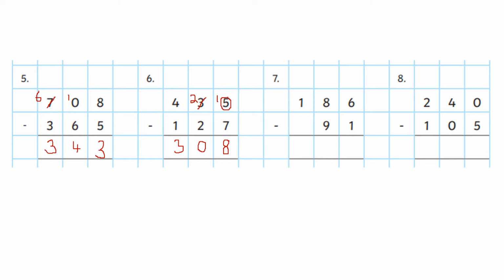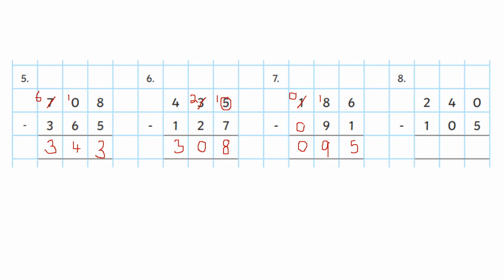6 take away 1 is 5. 8 take away 9, we can't do it, so we need to exchange our 100 and bring it over here into our tens column. So now we've got 18 take away 9, which is 9. And then we've got nothing there and nothing there. So therefore our answer here is 0.